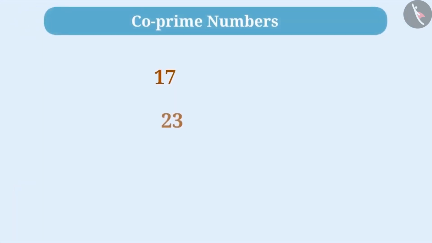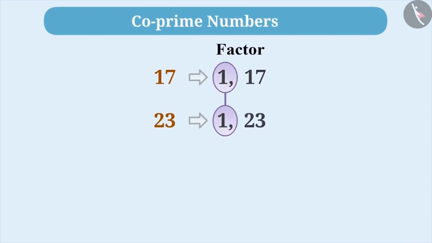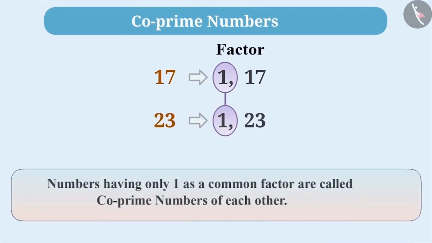The factors of the numbers 17 and 23 have only 1 as a common factor. Such numbers having only 1 as a common factor are called co-prime numbers.